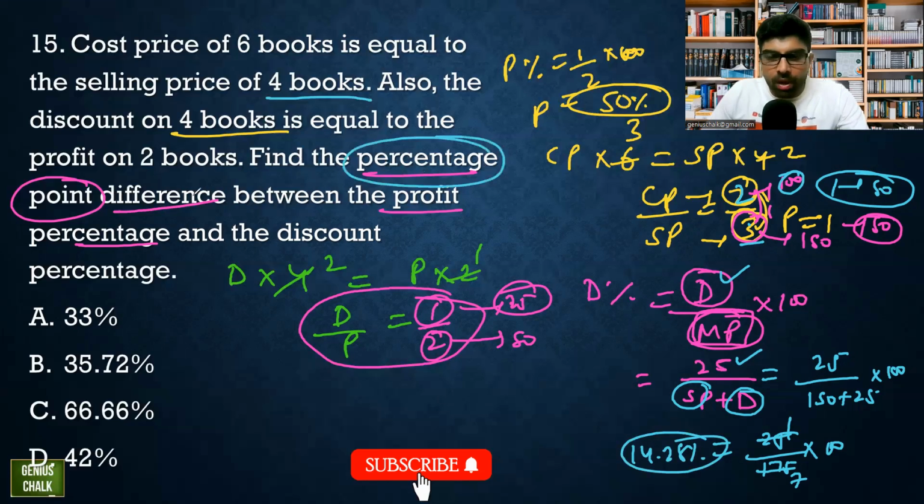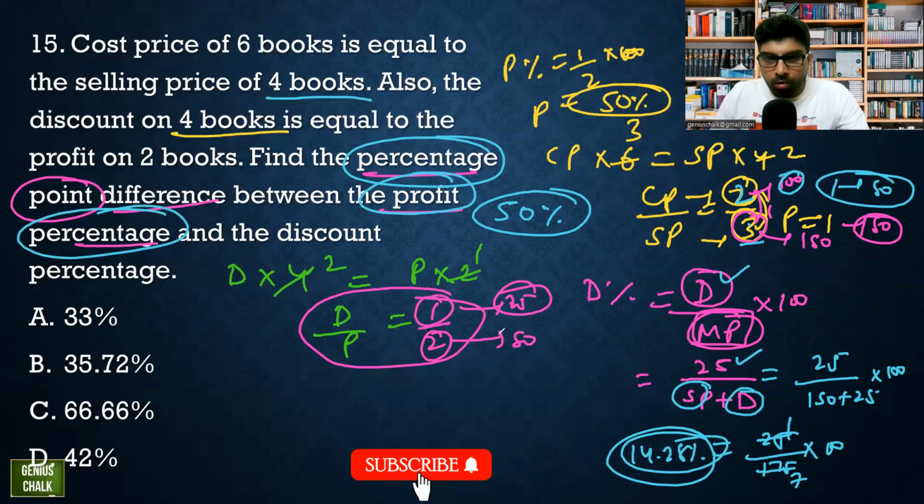Now we can find the percentage point difference. What was the profit percent? Profit percent is 50, remember? So discount percentage how much? 14.28. See, this discount is 1 by 7. So it could be 25% also if the mark price is given, but we don't know the mark price actually.